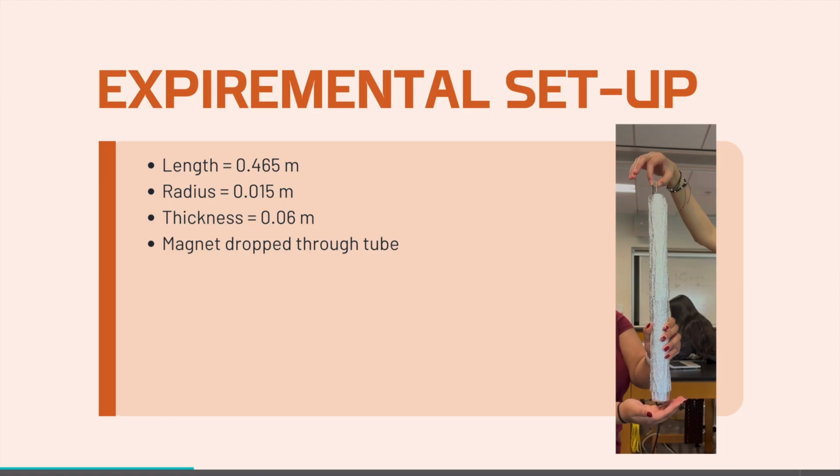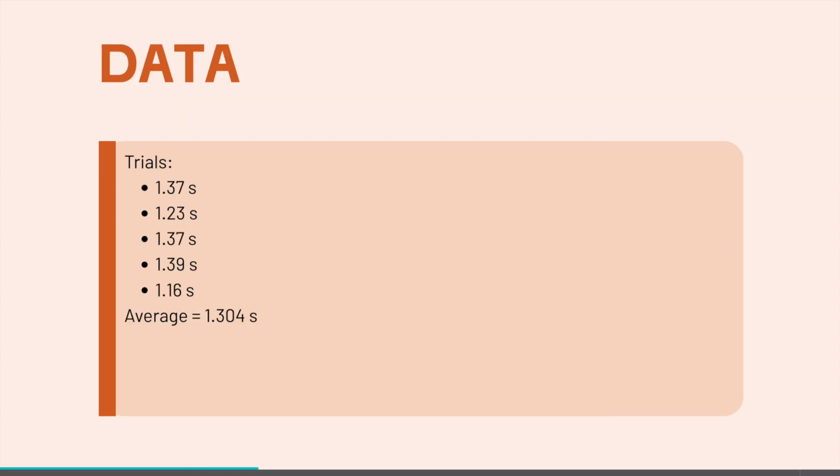We used an aluminum foil tube with these dimensions and dropped a magnet bar through it while recording it with an iPhone. Here's the picture of the setup. We measured the time it took for the magnet to fall through the tube over 5 trials. The average time was 1.304 seconds, which is much slower than free fall.